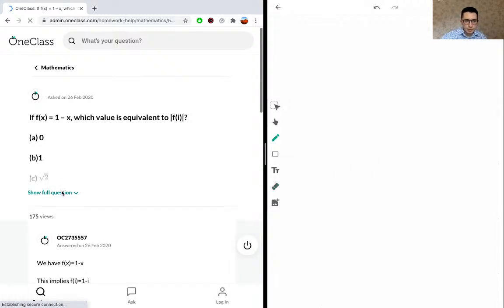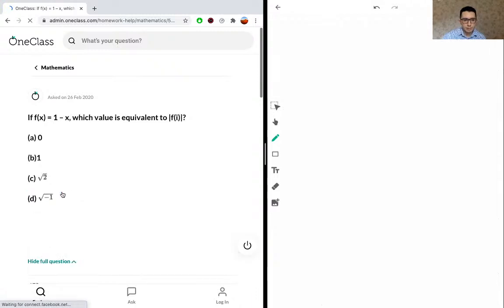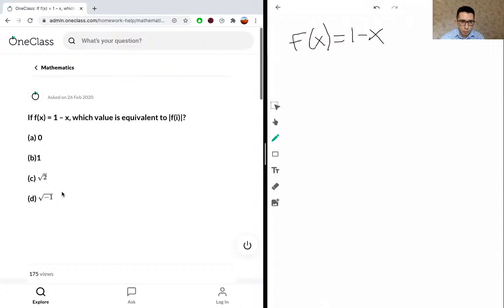Okay, so we're asked the following. We have a function f of x equals 1 minus x. And we're asked to find the value for the magnitude of f at i. So here x is equivalent to i. i is an imaginary number, and i is equivalent to the square root of -1. Since we can't really square root -1, we define it as i, an imaginary number.